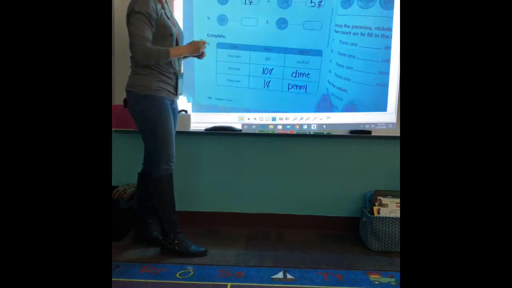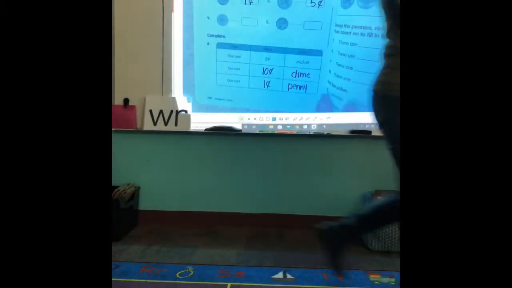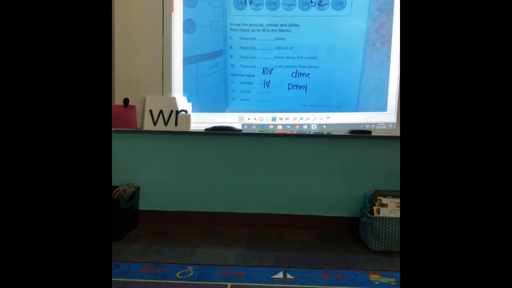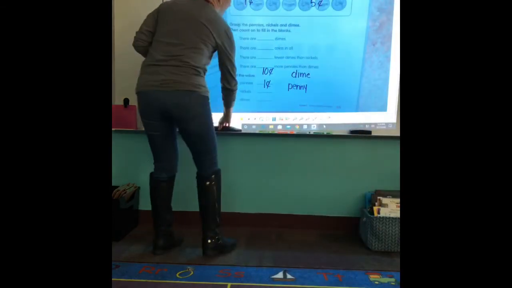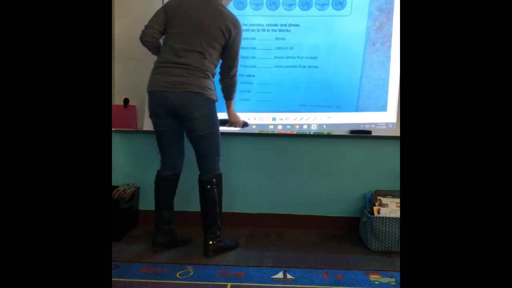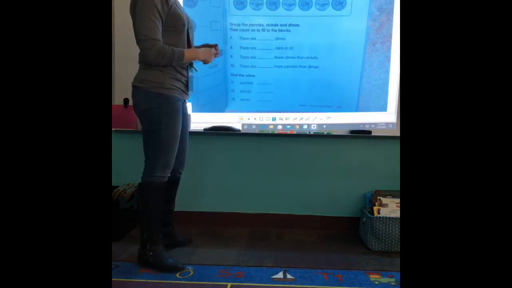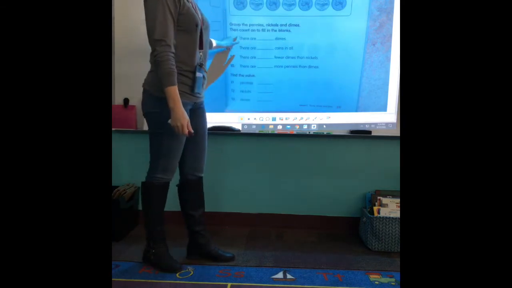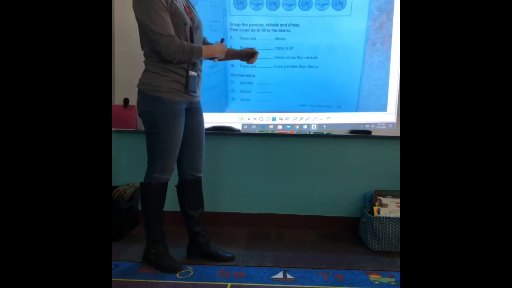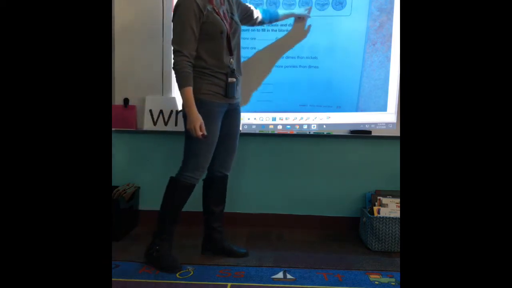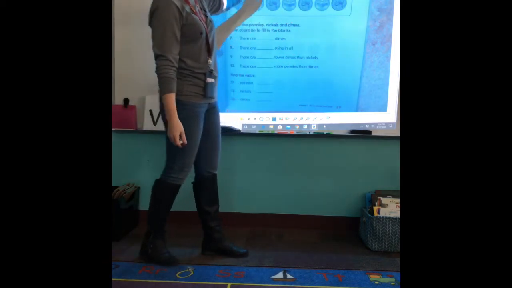Great job. Now flip over to page 211. Moving right along. Okay, we have a group of coins. We have dimes, nickels, and pennies. Group the coins, nickels and dimes. Then count on to fill in the blank. So we have nickels and we have dimes.